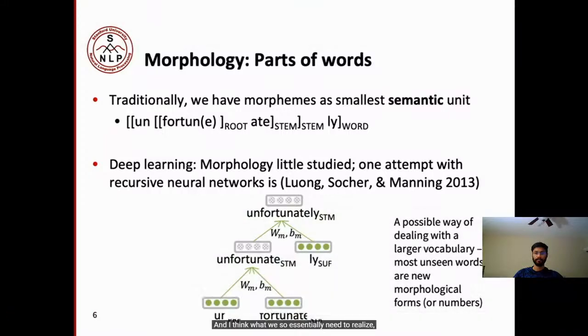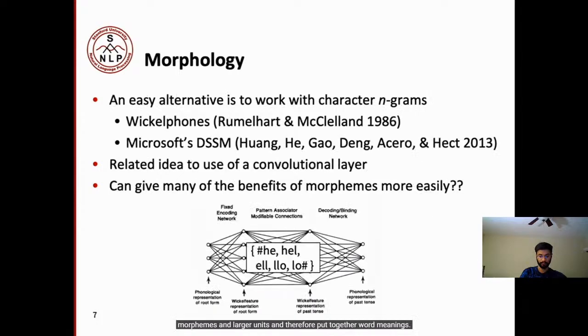And I think what we essentially need to realize is that, yes, at some level we just have these characters that don't mean much, but we then have these very powerful combinatory models with a lot of parameters in them, things like recurrent neural networks and convolutional neural networks, and they're effectively able to store and build representations of meaning for multi-letter groups in such a way that they can model the meanings of morphemes and larger units and therefore put together word meanings.